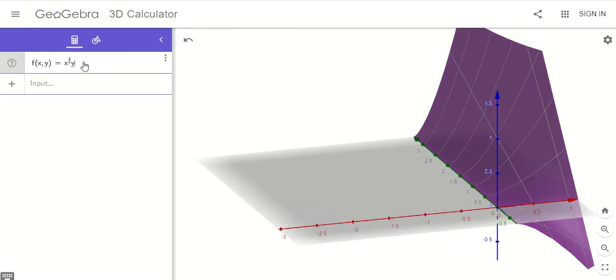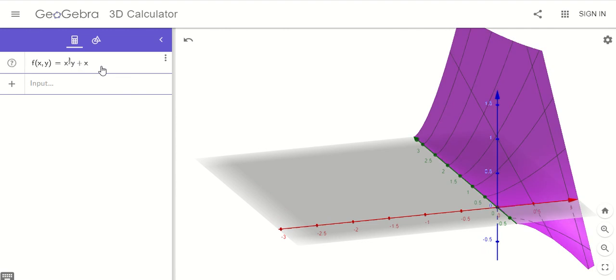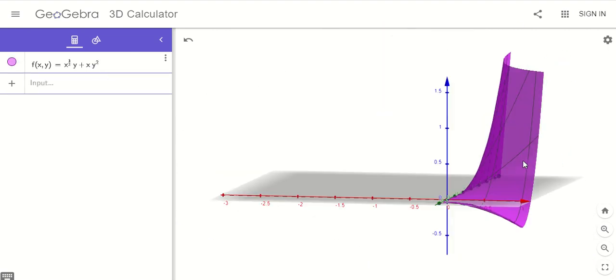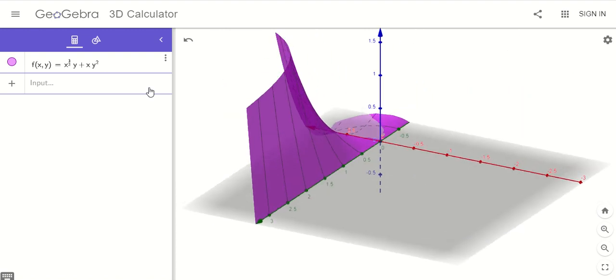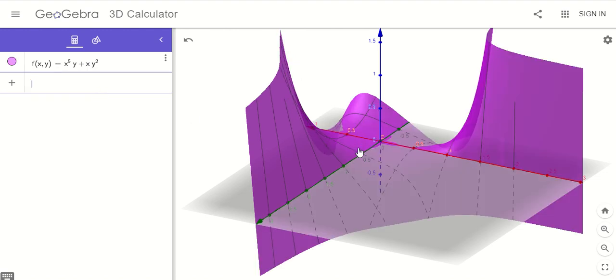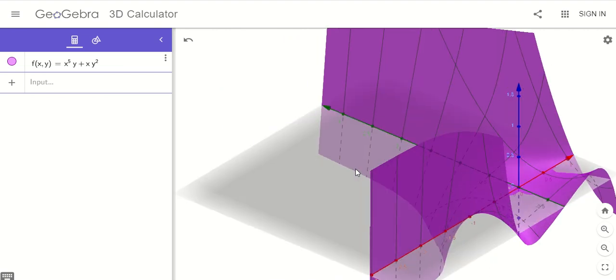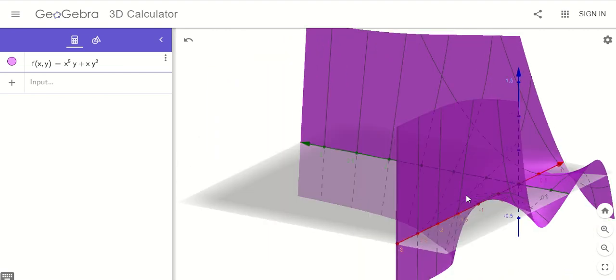So by changing this to some other plus x into y square, okay, so it changes like this. Now we are changing it like this. Now look at this. So now this is a plot for this scalar field.